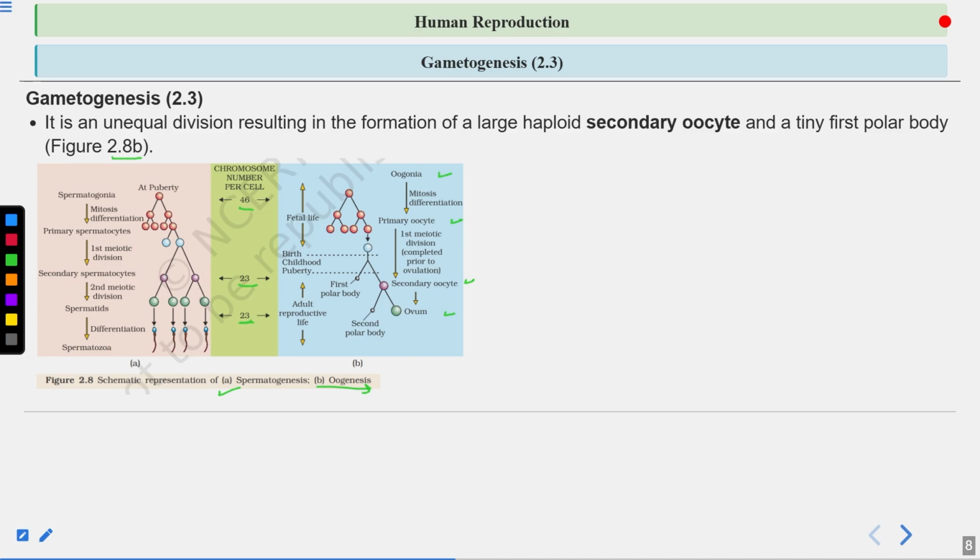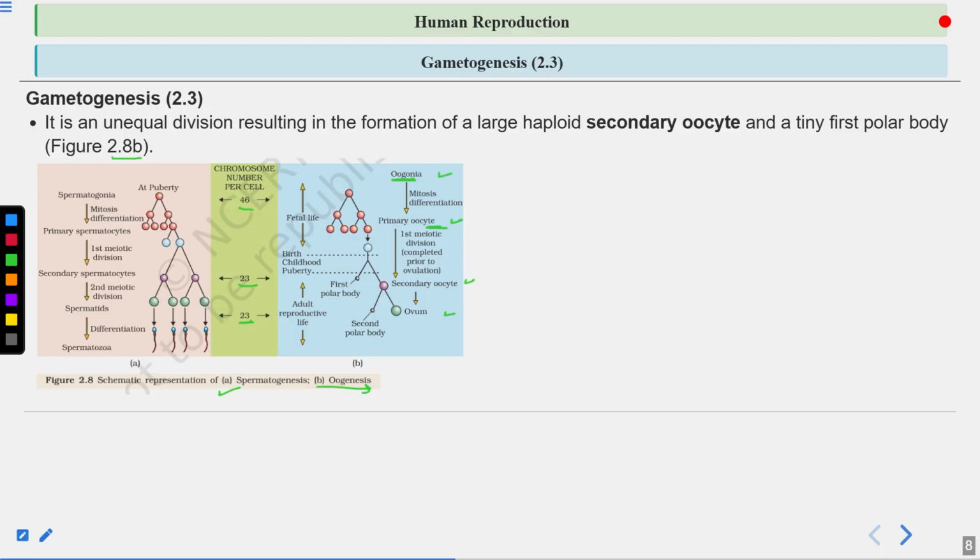So what is happening here? The oogonia are kind of stem cells, like the spermatogonia that were present in the testes. They were also kind of stem cells because they can self-renew by mitosis, so they can increase their number by mitosis. And then they can differentiate to form primary spermatocytes. Similarly, oogonia can also increase their number by mitosis. They can self-renew and they also differentiate to form the primary oocytes.